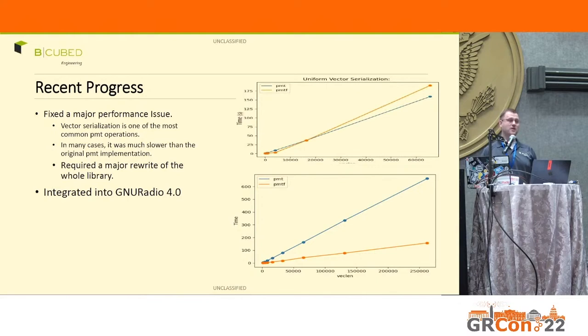So I discovered what the issue was, and sadly, it involved a major rewrite of the library. There were some design flaws in there. But after the major rewrite, we can now see that the serialization time is, for the old PMT and the new PMT, linear in both cases with the size of the vector, but the scale is much smaller in the new case. So it's faster in every case, which makes me happy.